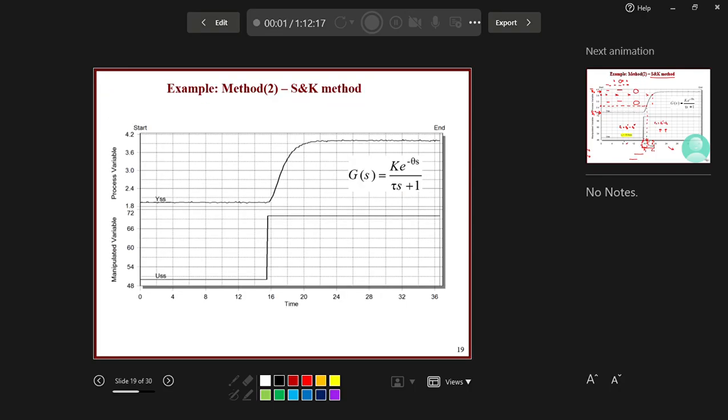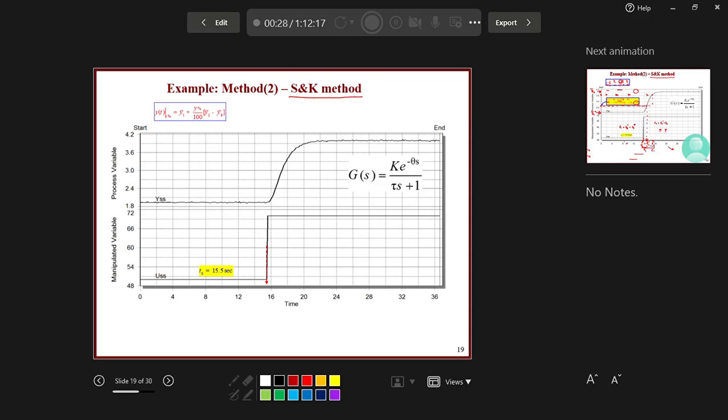So let's go back to our first example. Now we will remodel the process using a first order plus dead time, but now we will use the SNK method instead of the reaction curve method. So again, we will decide the point at which the input started. This is T node, the point at which the input started. And then we will calculate the T1 and T2.